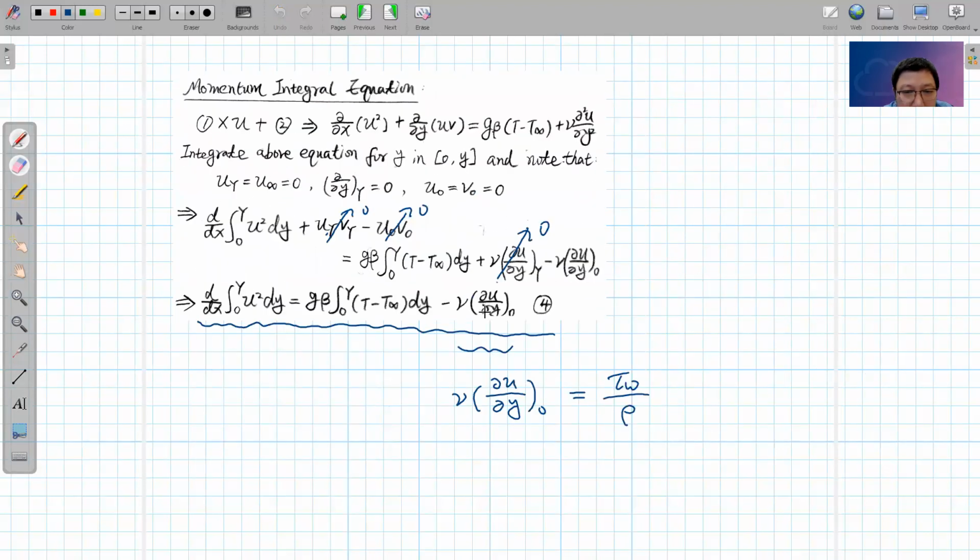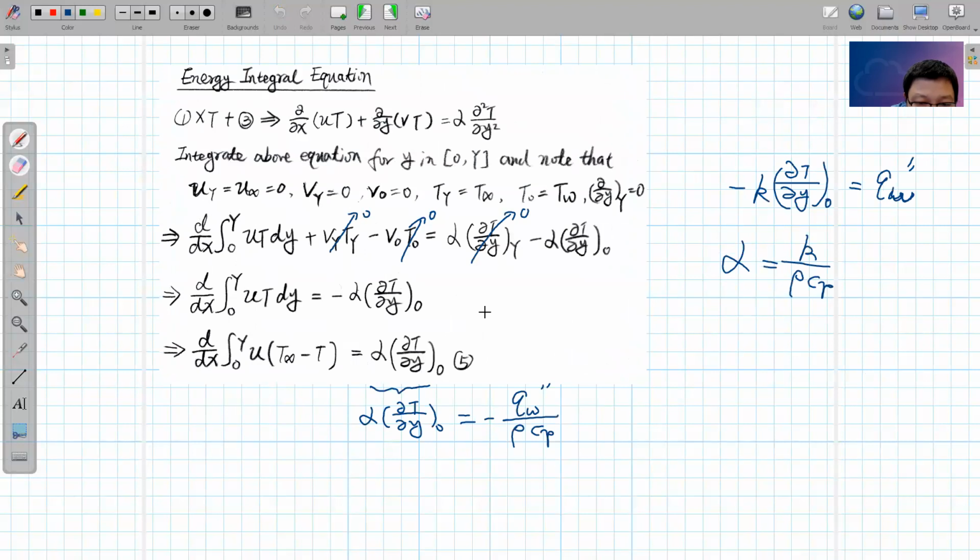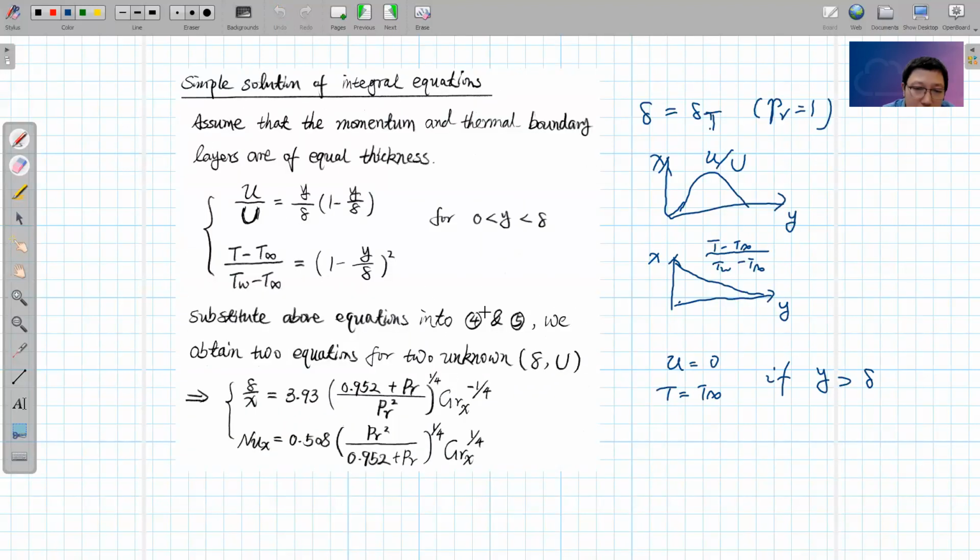Into equation 4 and equation 5 here, and you solve it, you can solve for this delta value. You will see that this delta value is a function of the Prandtl number as well as the Grashof number. And after you solve this delta value, you can also calculate the temperature profile.